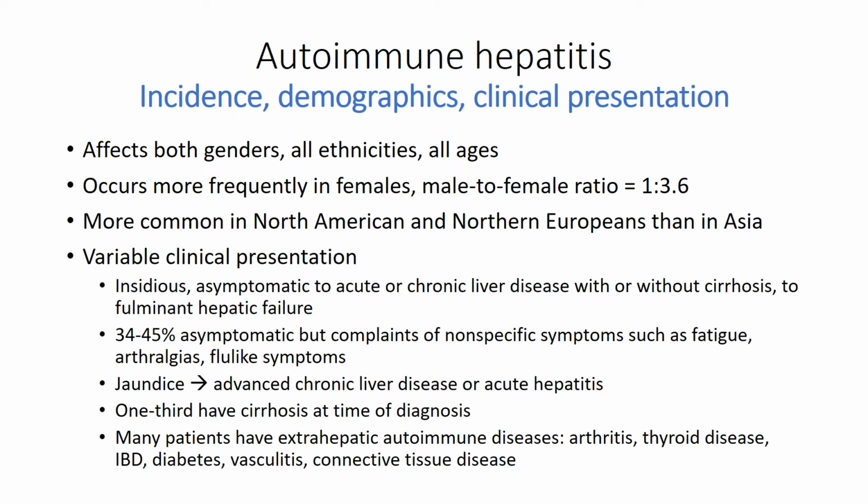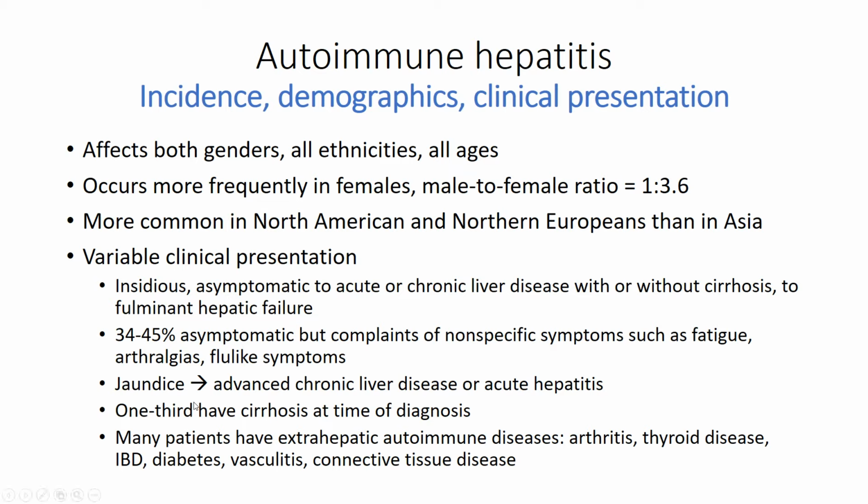So autoimmune hepatitis affects both genders, all ethnicities, and all ages, but it's more frequent in females, with a male to female ratio of about 1 to 4. It's more common in North American and Northern Europeans than among Asian patients. And there's a variable clinical presentation. It's frequently insidious and patients are asymptomatic, to the other end of the spectrum where a patient may have jaundice and a severe hepatitic type picture. So 34 to 35% are asymptomatic, but some have non-specific complaints of fatigue, arthralgias, and flu-like symptoms.